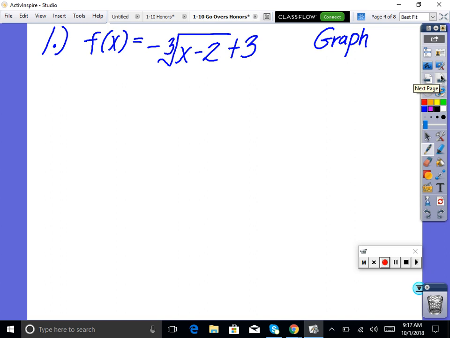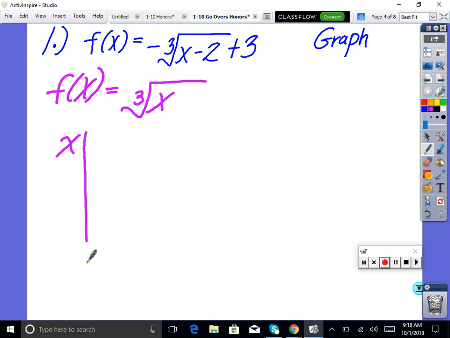Okay, if I said to you graph this one, this is number 1 on 1-10. Let's figure out how to do this one together, because this one can be a little bit harder for people to see what to do. So you'd say, okay, so f of x equals the cube root of x is my parent function. Now I need to find some x, y points. Now guys, pick some things for the parent function that are whole numbers.